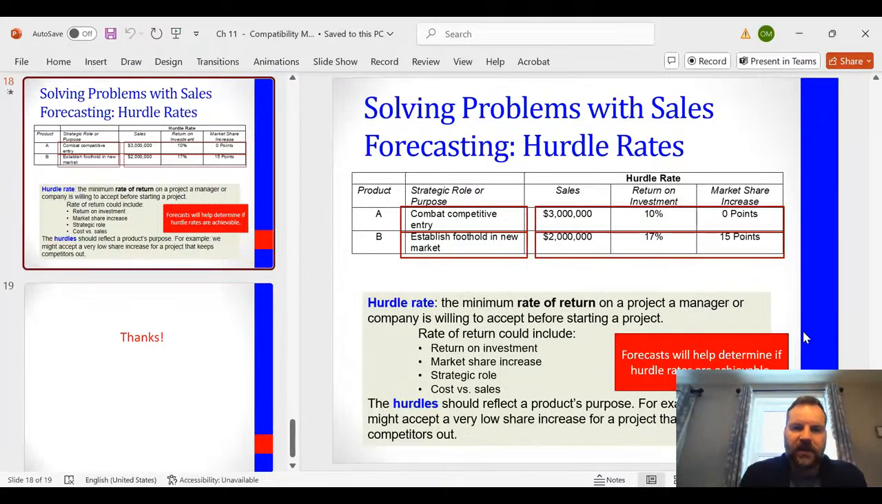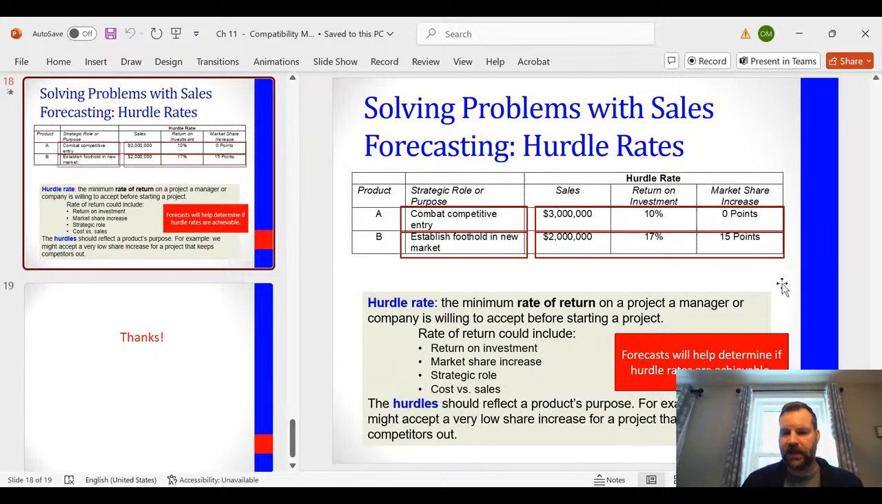Some products you want a high number of sales. Some products you want high market share. Every product accomplishes a different goal. So with that in mind, you want to have a different hurdle rate. So for example, in this here, product A, the market share doesn't increase, but the potential for higher sales is there. So, okay, your hurdle rate is going to be based on sales.